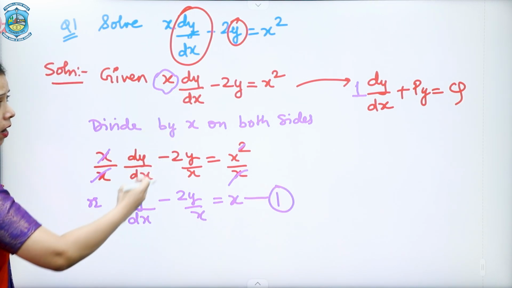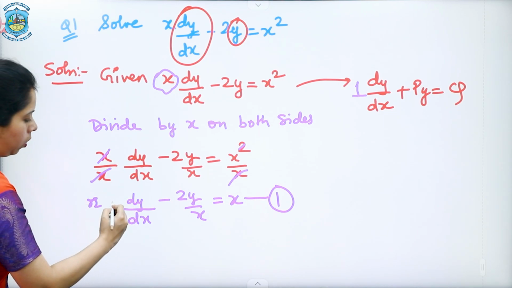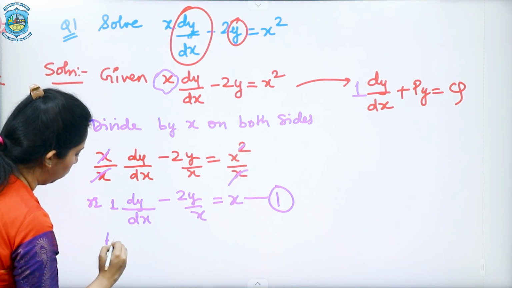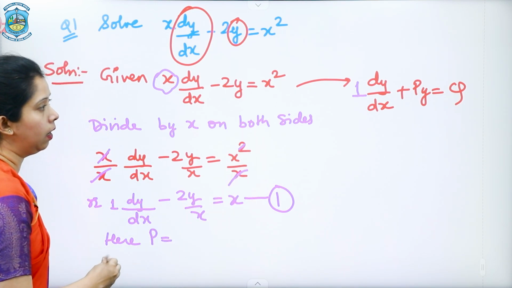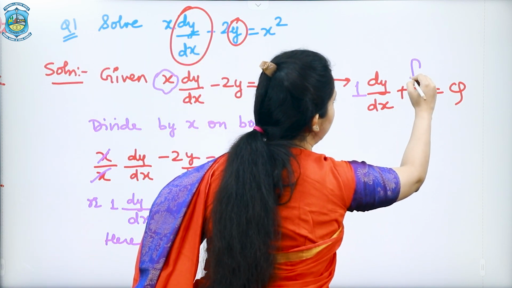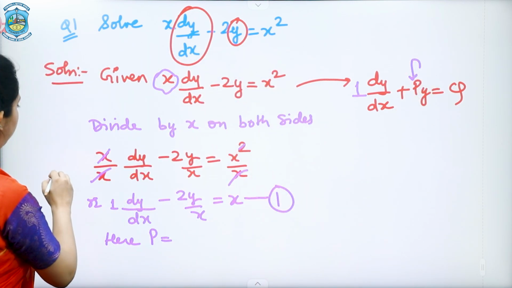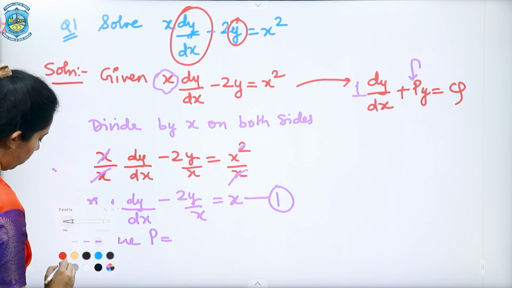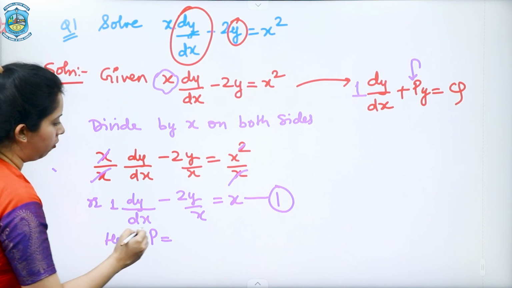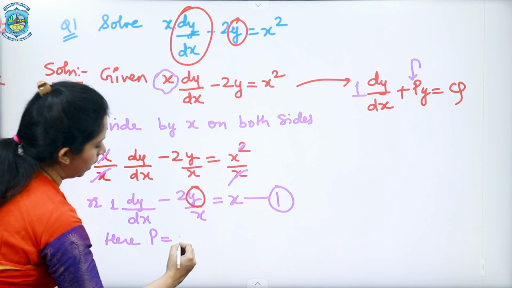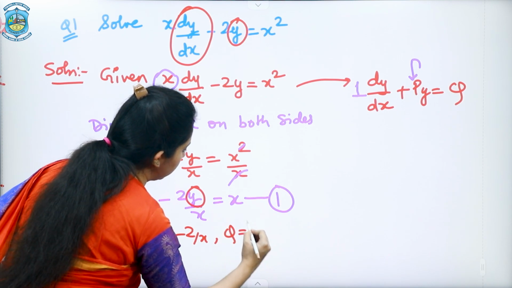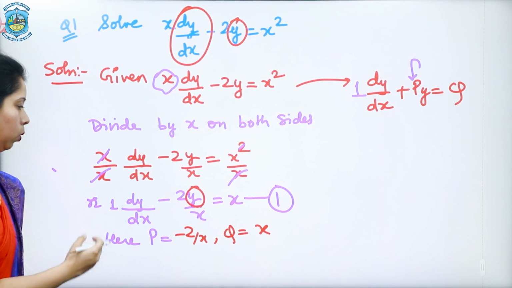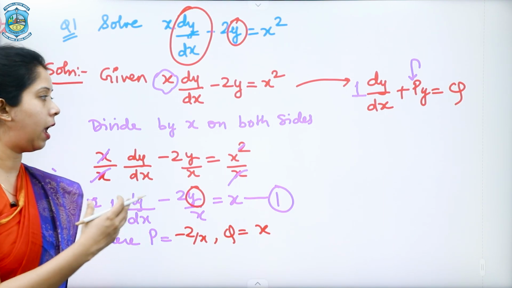Now you can compare it with the standard form. Here the coefficient of dy by dx is 1. We have the value of p as well as the value of q. So here p is what? P in this standard form is the coefficient of y, and you will have to take the constant along with its sign. So here the value of p is the coefficient of y, that is minus 2 by x, and q is the right hand side of the given differential equation, that is x. So this is step number 2, wherein we write the values of p and q.